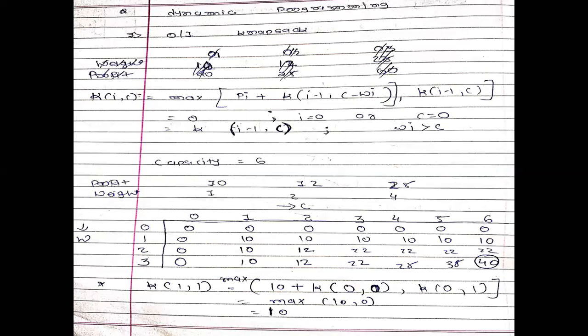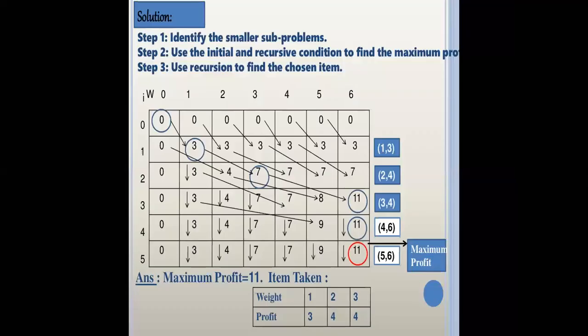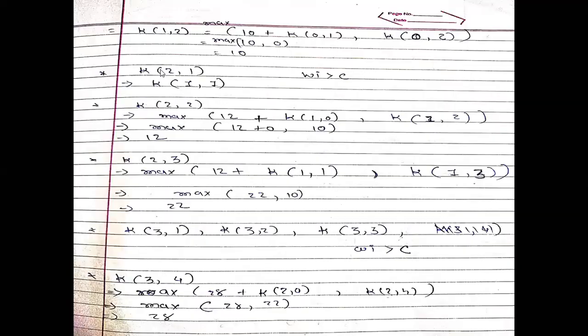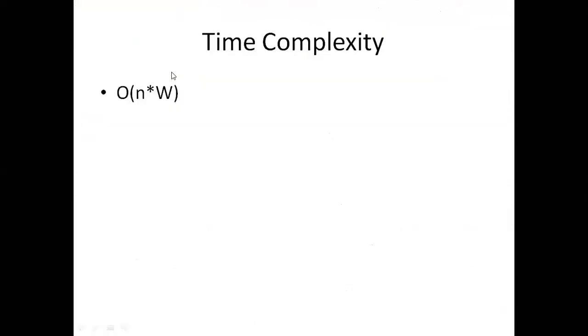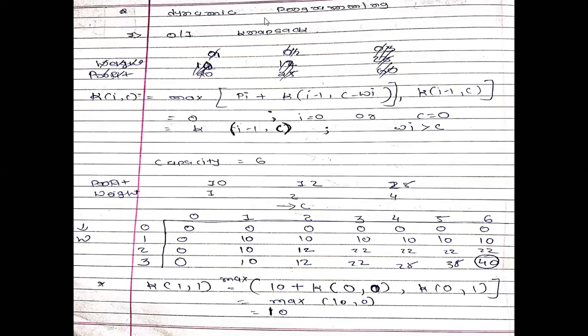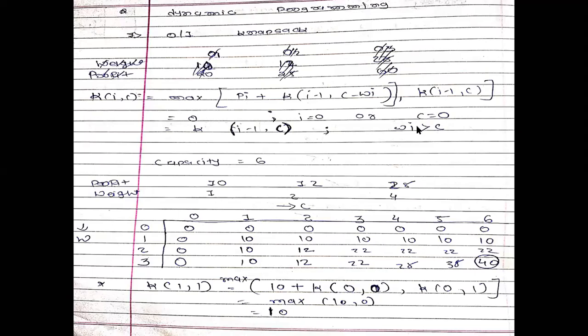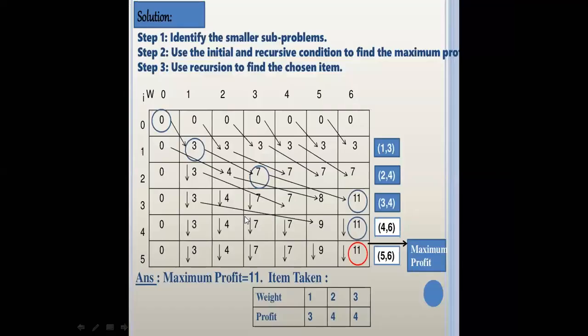Now let's move forward to the second item. So first of all, we have to calculate 2, 0. Here it is 0, so 0 will come. Then we have to calculate for 2, 1. I equals 2, capacity is 1. So now let's try. Okay. For 2, 1, now let's check. Weight of 2, what is it? 2. And what is your C here? 1.